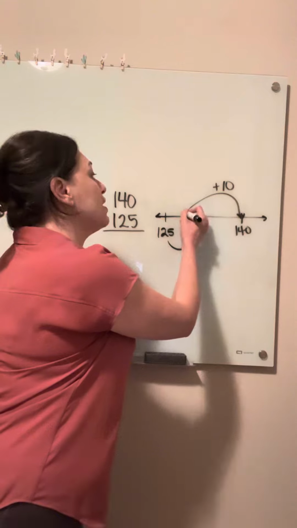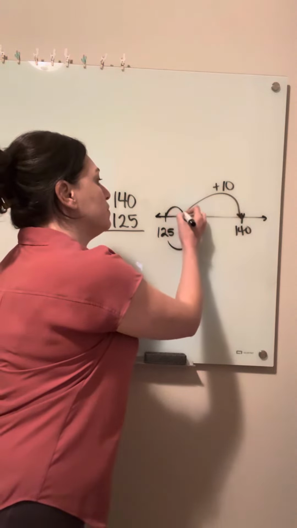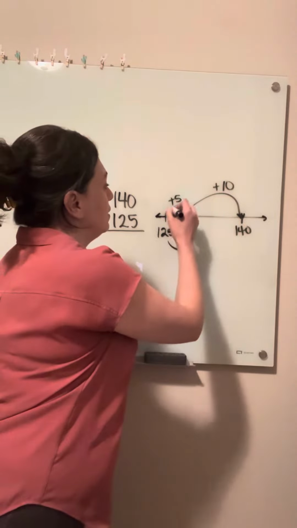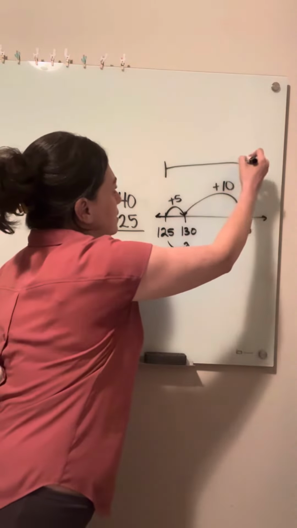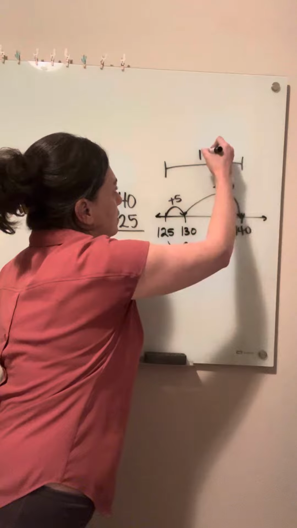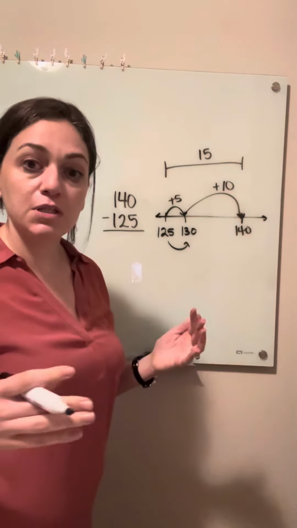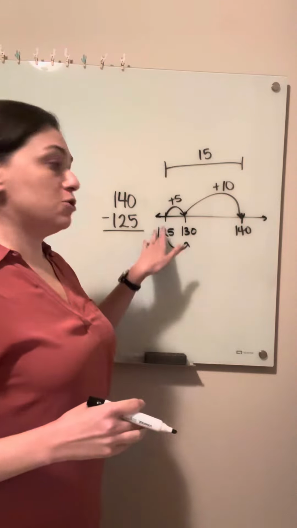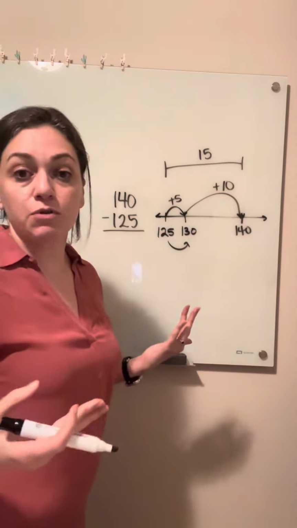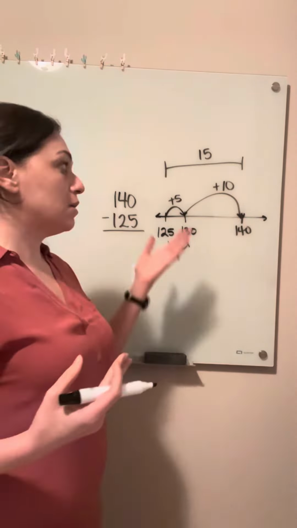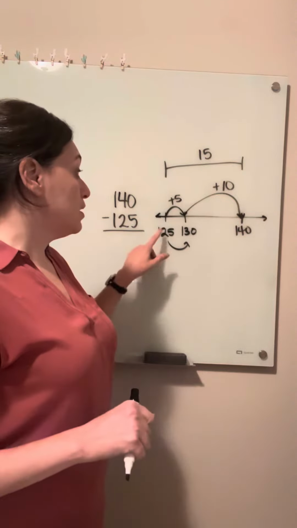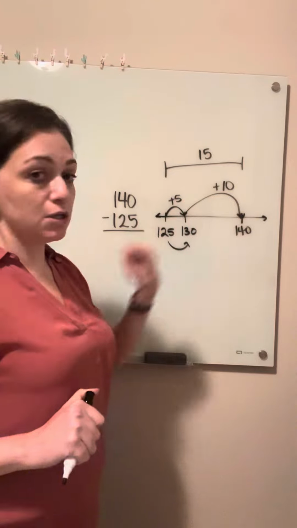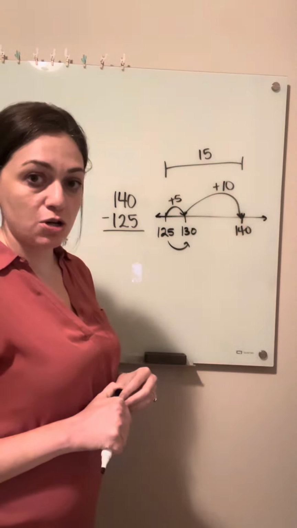But then, oh, well, I still have this distance too that I have to factor in. Well, that's 5. So really, this distance is 15. That difference is 15. So 140 minus 125 is 15, because the difference between those numbers is 15. So if you jump up to the nearest 10, you're using a compensation strategy.